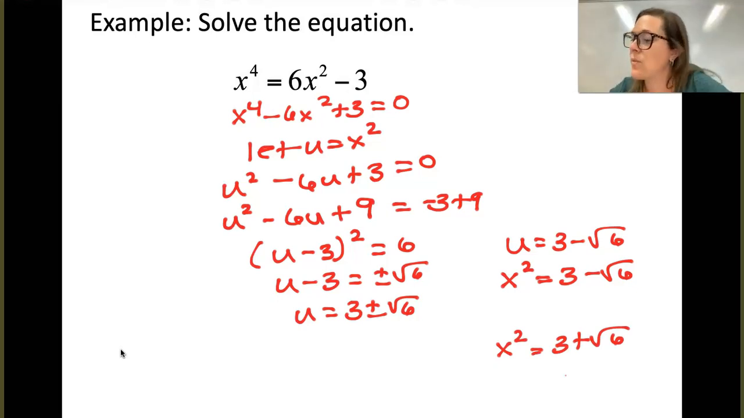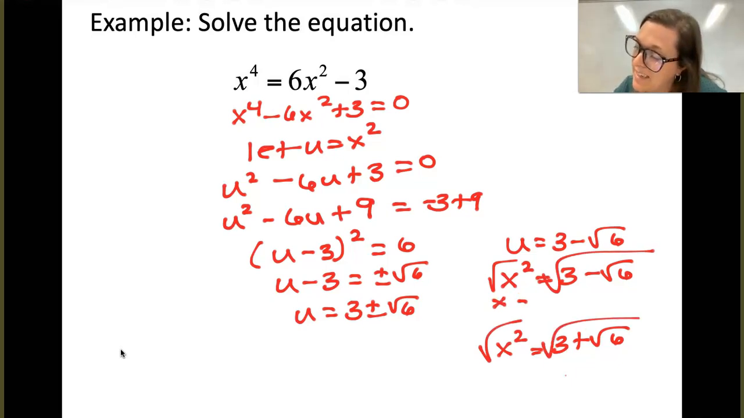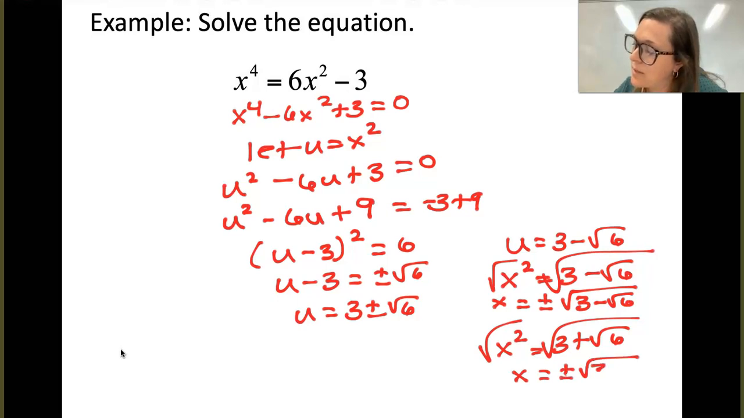Ay, ay, ay. So if we square root both of those, we end up getting x is equal to plus or minus the square root of 3 minus the square root of 6, and x is equal to plus or minus the square root of 3 plus the square root of 6. Now I'm going to take my calculator out. I'm going to make sure that 3 minus the square root of 6 is still positive. It is. So that one's fine, because 3 plus the square root of 6 would definitely be positive. So there are my two solutions.